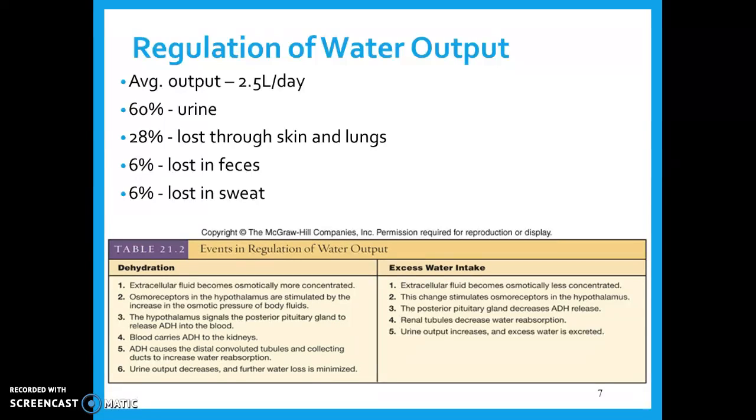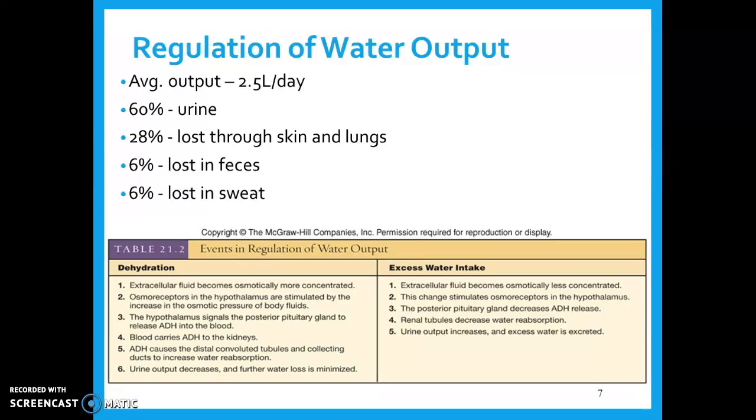So first, we're going to look at dehydration on the bottom left. It says extracellular fluid becomes osmotically more concentrated. So this goes along with what we just did on the last slide. We're losing water, so our water becomes more concentrated. Osmoreceptors in the hypothalamus are stimulated by the increased osmotic pressure of body fluid. So far it's the exact same thing. Another thing that's going to happen, though, it says the hypothalamus signals the posterior pituitary gland to release antidiuretic hormone.